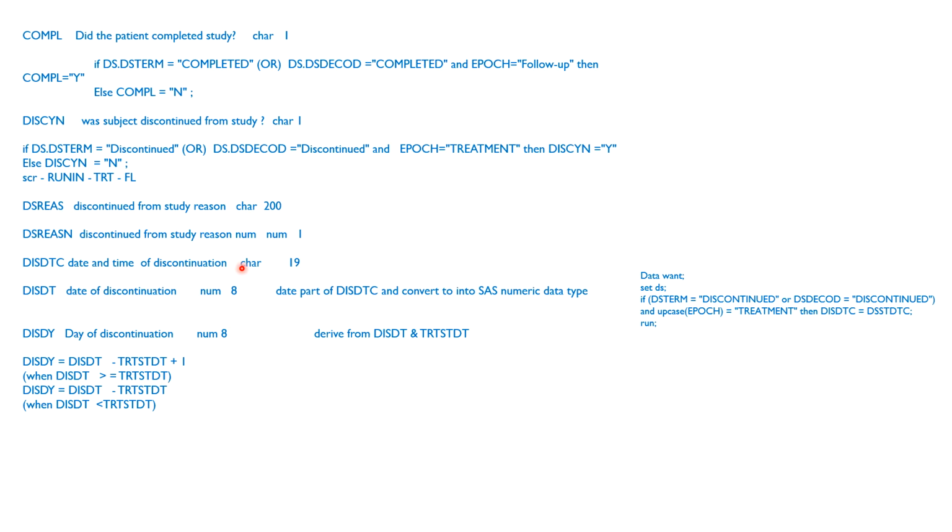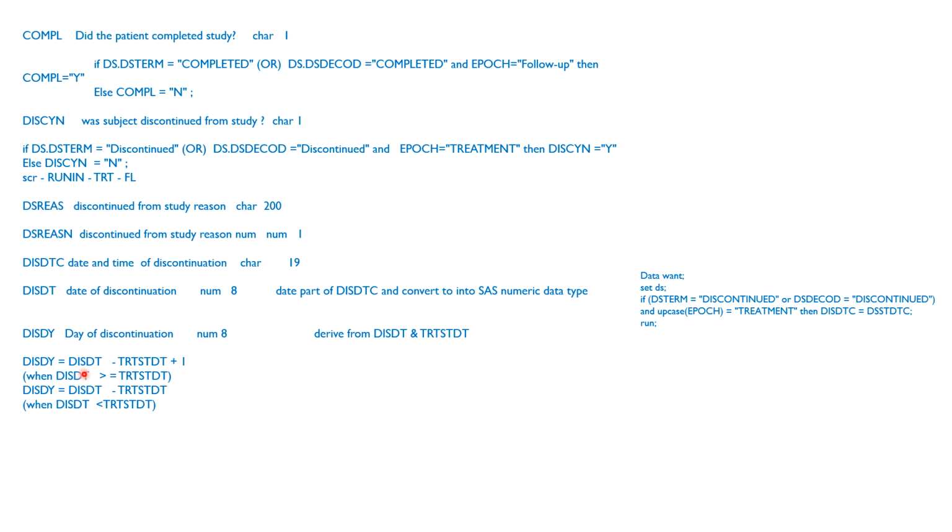Date and time of discontinuation in character format, and here the date of discontinuation in numeric format. Why are you creating the date and time in numeric format? Because we are going to create the study day of the discontinuation date. For that, we are going to convert to the numeric date format. So based on the discontinuation date in numeric format and treatment start in numeric format, we are going to create the DISDY, the study day of discontinuation date variable.